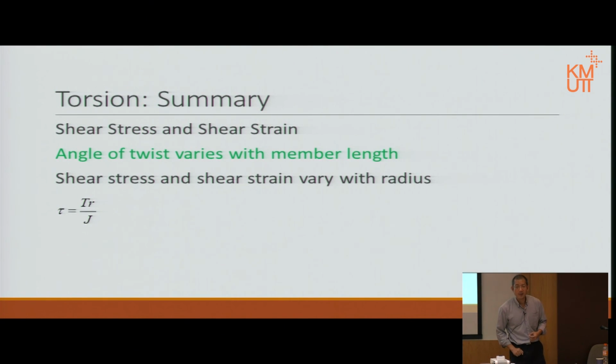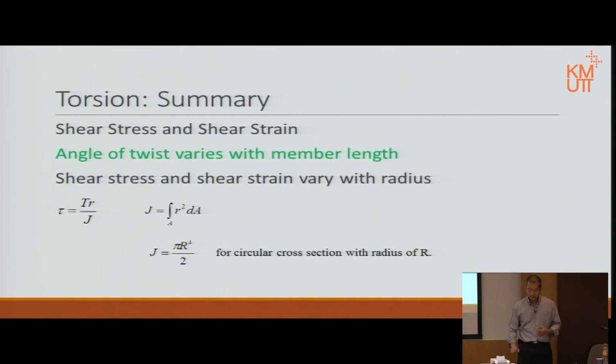And then we found the formulation for the shear stress. Then we found that we have to work with another type of area moment of inertia. This one is polar, which we denote J, not I. We also found the expression to calculate the polar area moment of inertia for a circle. And then of course, we also found the expression to calculate the angle of twist.